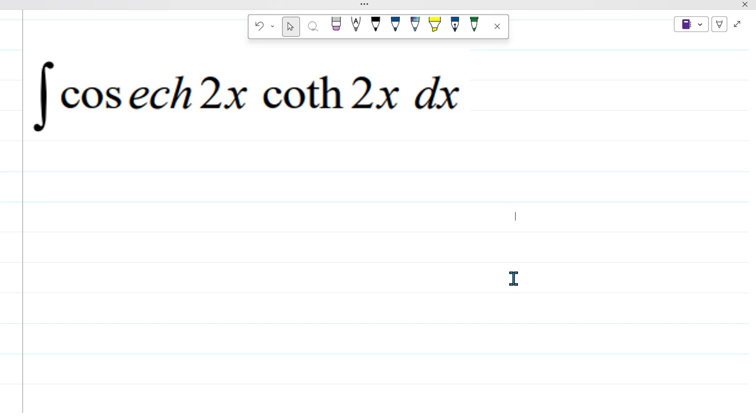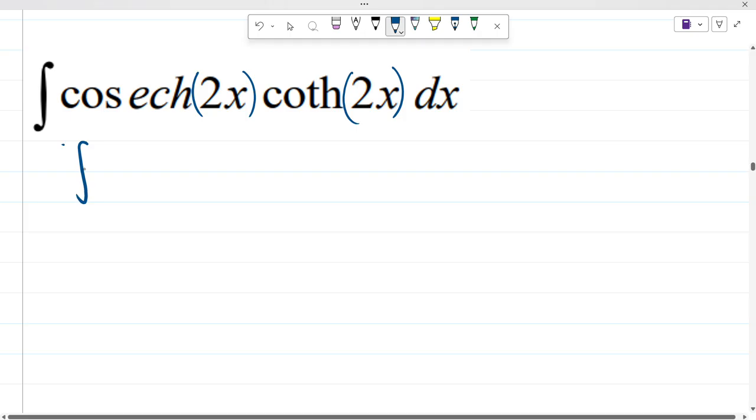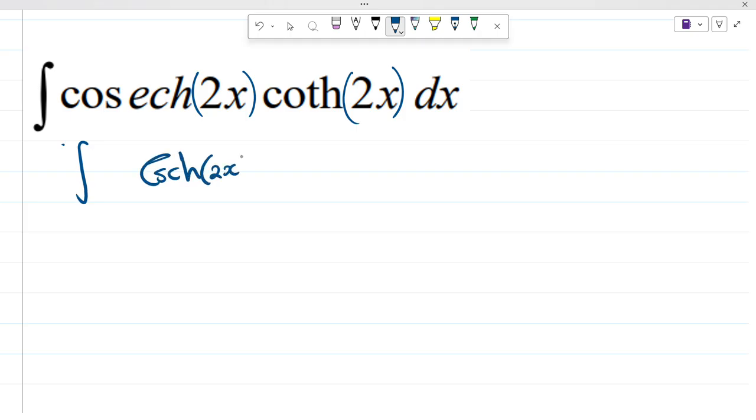So since we know that, we just need to first make sure, before we conclude, that next to these two hyperbolic functions, we have the derivative of the argument. So the argument for this case is just 2x. So we need to make sure that we rewrite this nicely. So this is going to be hyperbolic cosec of 2x multiplied by hyperbolic cot of 2x dx.